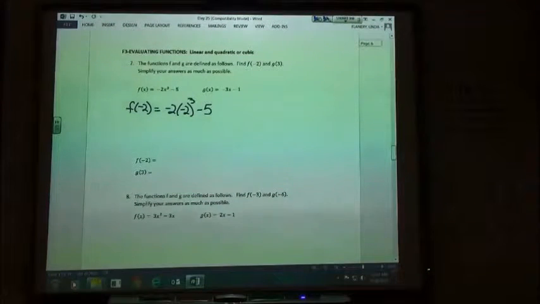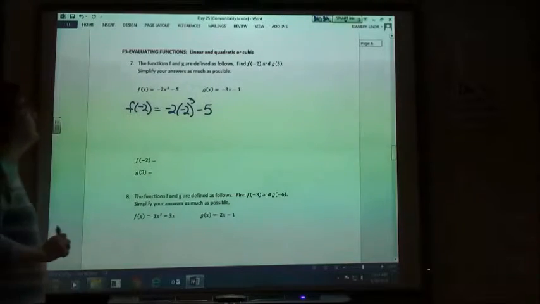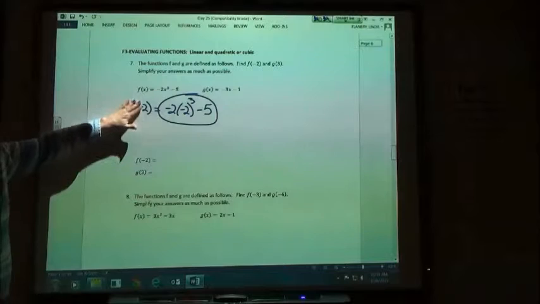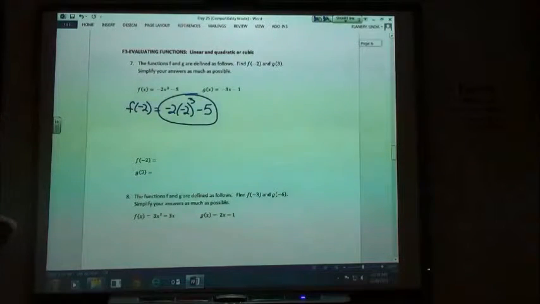Now you're going to punch that into your calculator. This side is just the name of the function. This is just so you know what function you're using.